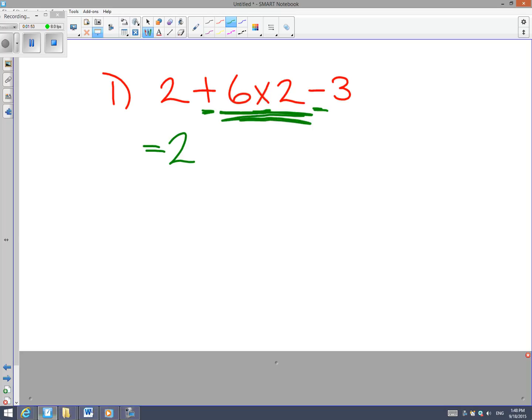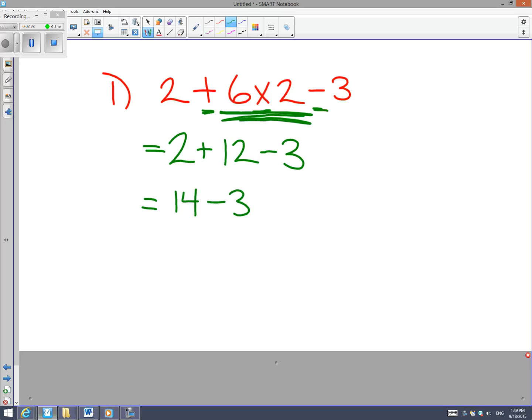So this 2 we didn't use, we're going to put it right there, and that plus sign is going to remain right there. 6 times 2 is 12. And then you have to bring down the rest of the question, which was minus 3. In this case, we have an addition and a subtraction to do. Later in the week and later in the month, you will probably just do this in one line. But for now, just so you get the idea, we are going to do the addition first because it comes first between addition and subtraction. So 2 plus 12 is 14 minus 3.